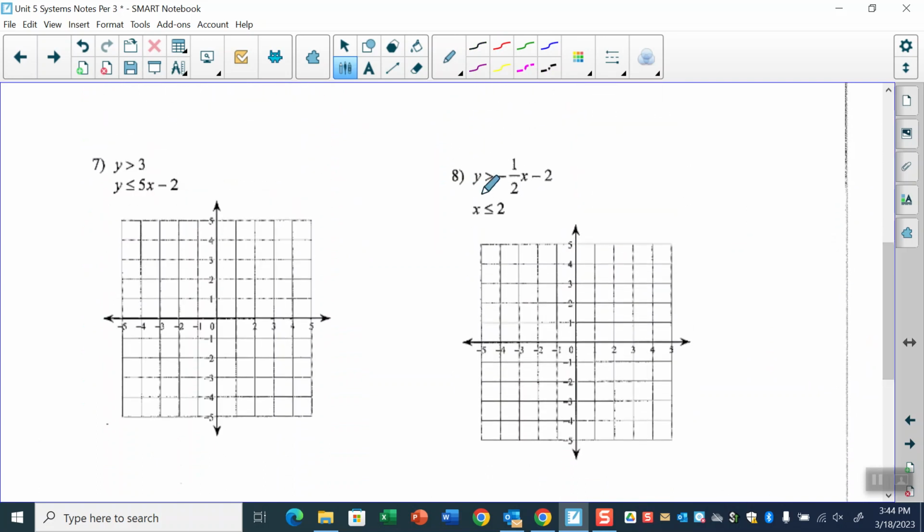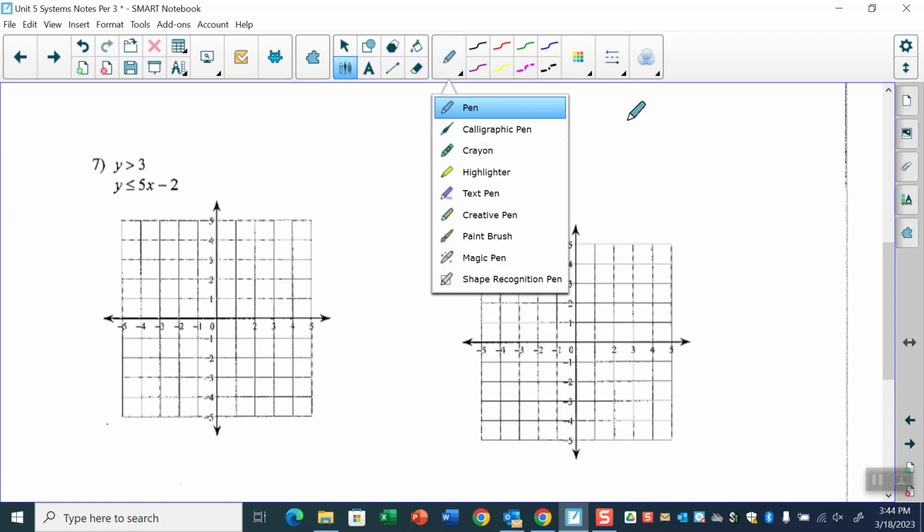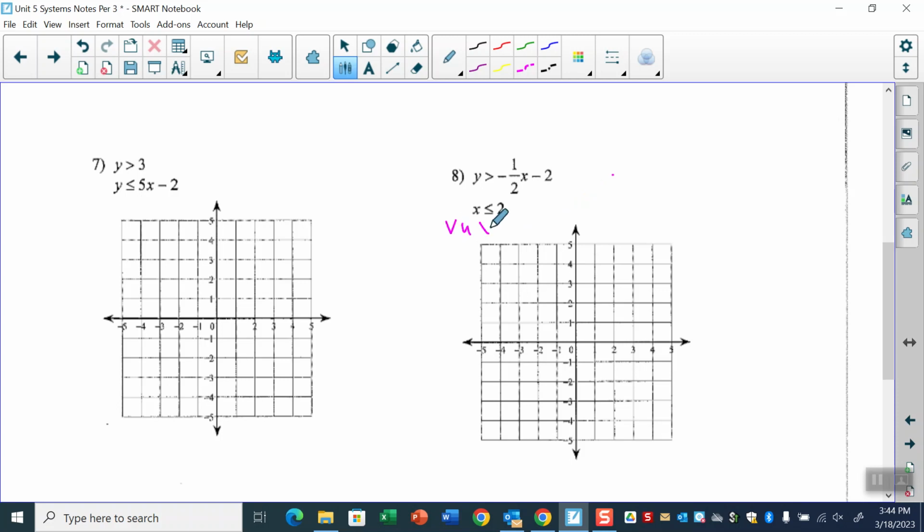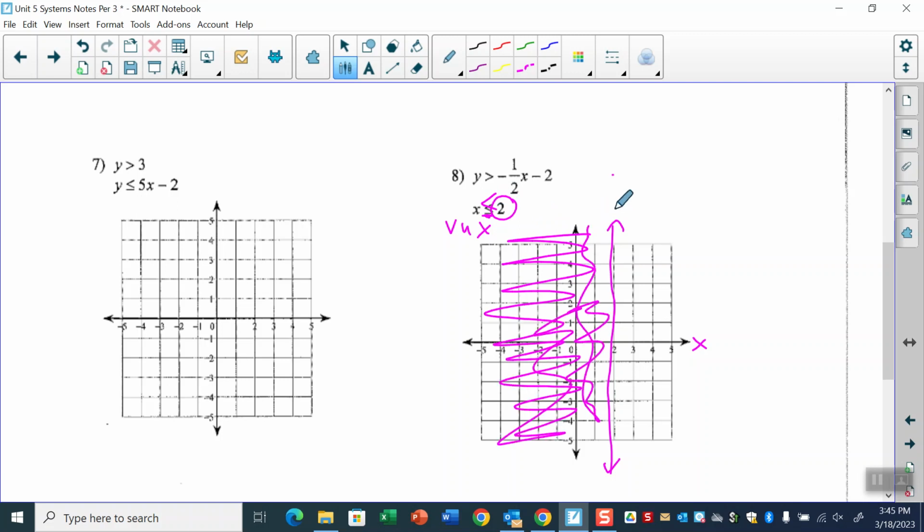So that is page 25, and I believe we did this one in class. Remember, if you have x by itself, that would be a vox, right? So that's a vertical line, where x crosses the x-axis at 2. And that's going to be a vertical line, and it's going to be solid because that's an equal. And then it's a less than, right? So I'm going to shade this way.